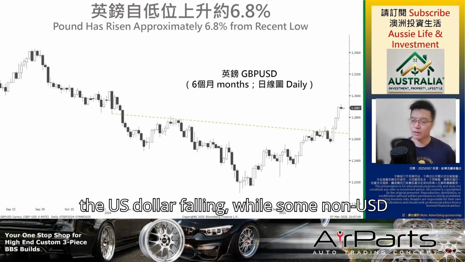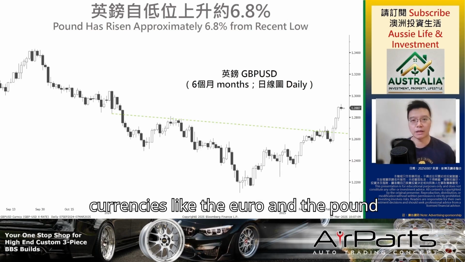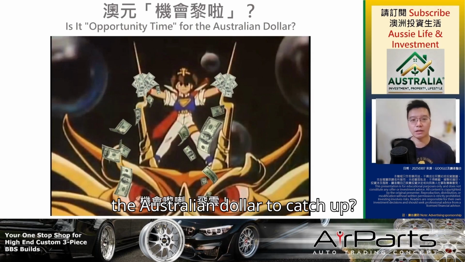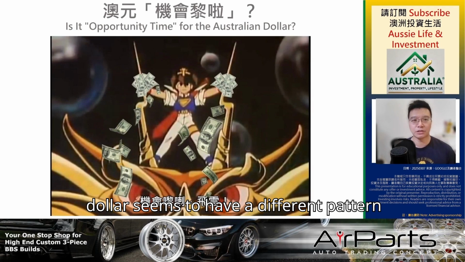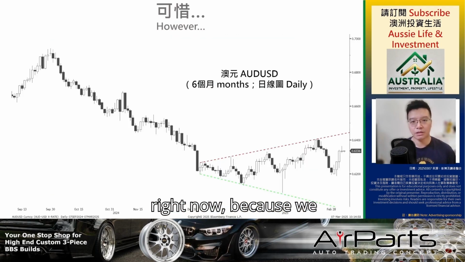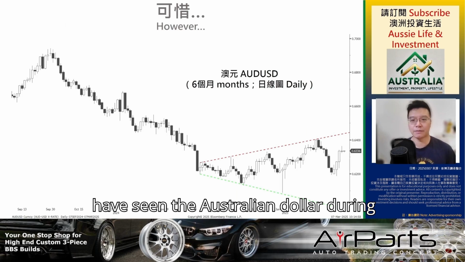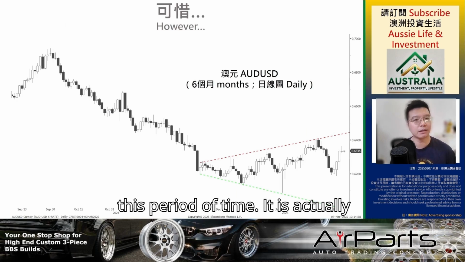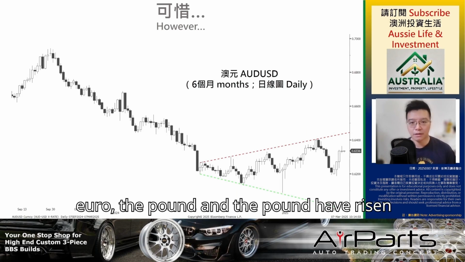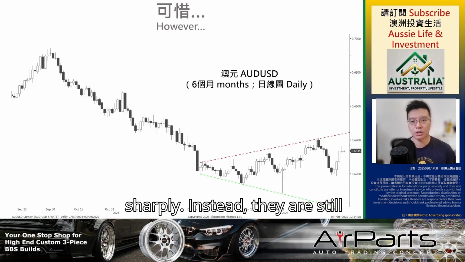So we see the US dollar falling, while some non-USD currencies like the euro and the pound are rising. Is this an opportunity for the Australian dollar to catch up? However, we notice that the Australian dollar seems to have a different pattern right now, because during this period of time, unlike the euro and the pound, which have risen sharply, it is still lingering.